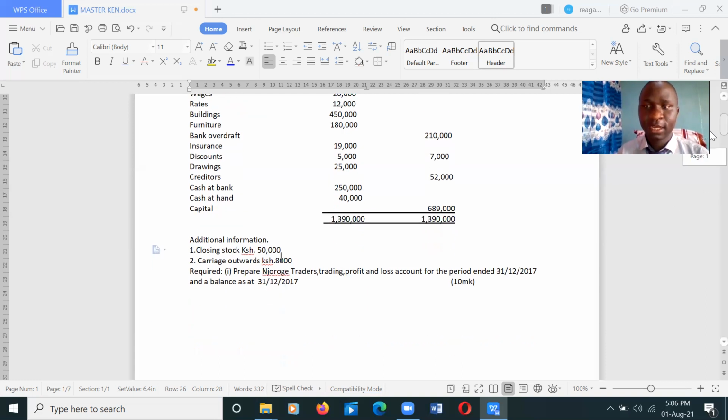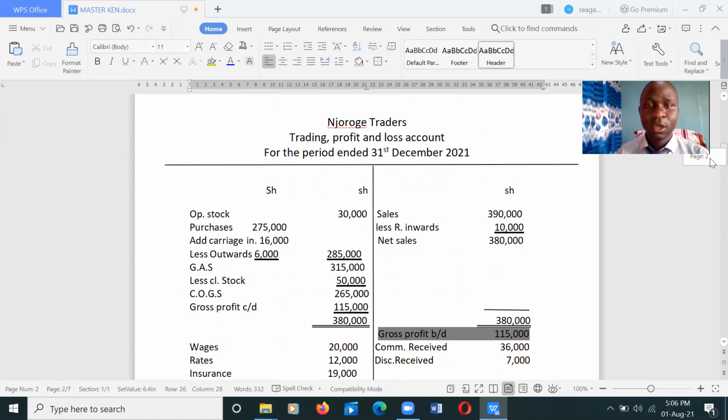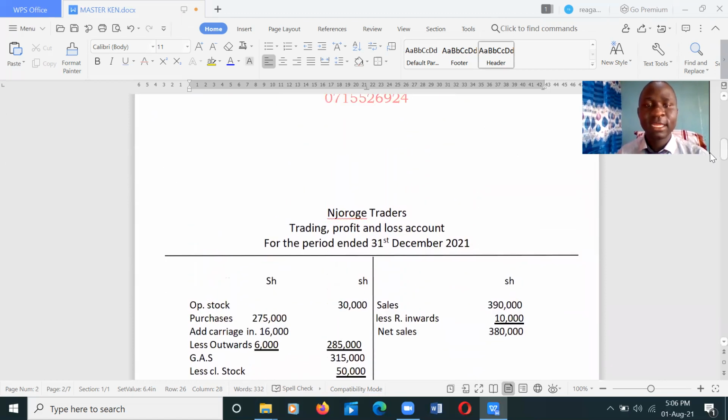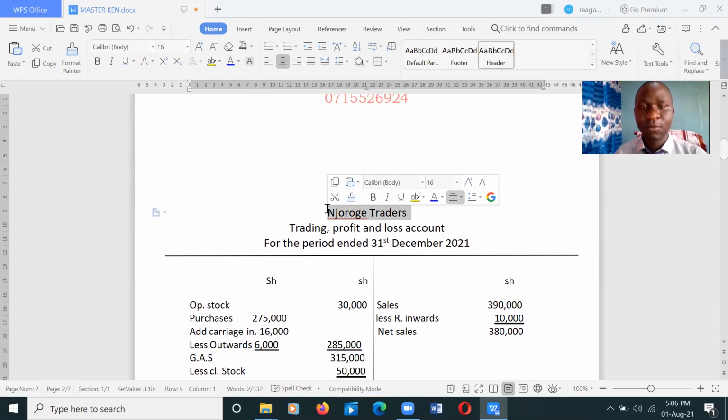Let us move to the working now. When you're preparing a trading profit and loss account, the first thing you have to do is come up with the name of the business. You have been given the name of the business; you get it from the question. So it was Njoroge Traders.